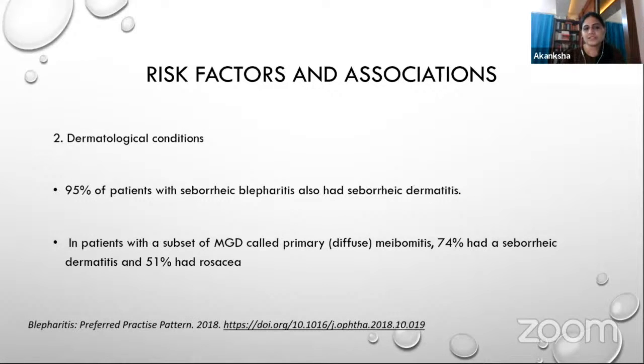There are also many dermatological conditions which have been seen to be associated with blepharitis as well as Meibomian gland dysfunction. 95% of patients who have seborrheic blepharitis, which is a type of blepharitis we'll be discussing, also had dermatitis. And even in patients with Meibomian gland dysfunction, a subset of them did have dermatitis or rosacea.